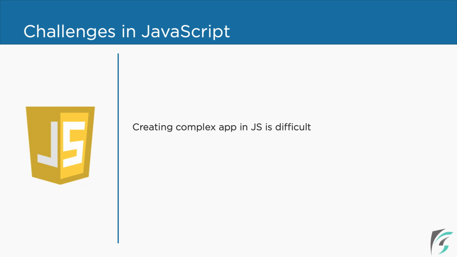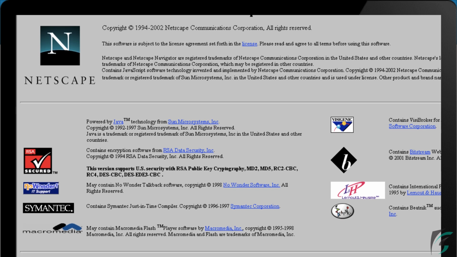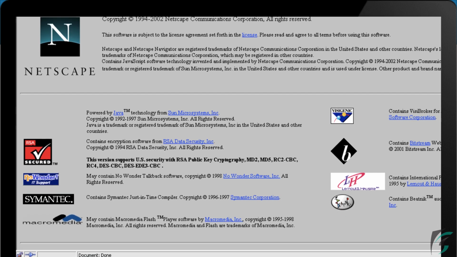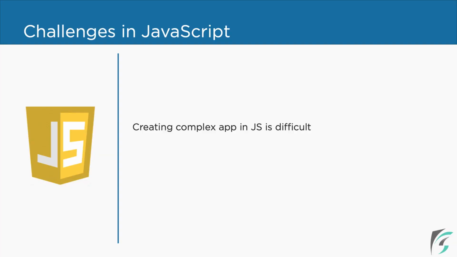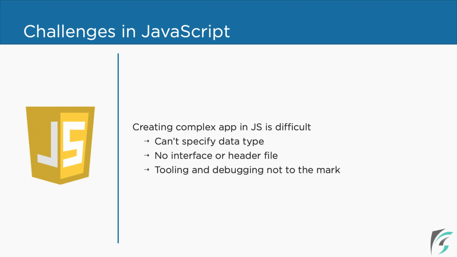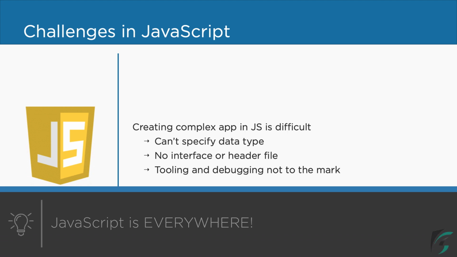Back in mid-1990s, when JavaScript was introduced, its main purpose was to provide basic animation and functionalities in a web page. It was friendly, forgiving, and flexible. But today, these features of JavaScript have become an issue while developing complex apps. For example, we can't define a specific data type for a variable. This leads to inconsistency in our project. There is no interface or header file. Even the tooling and the debugging support is not to the mark. Despite all these challenges, JavaScript is everywhere.